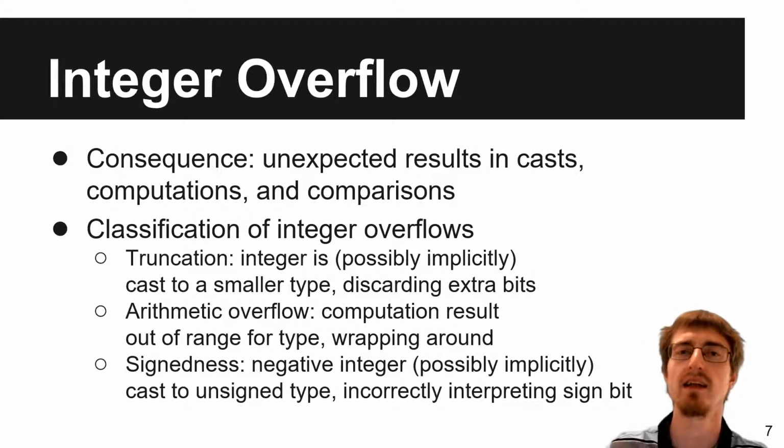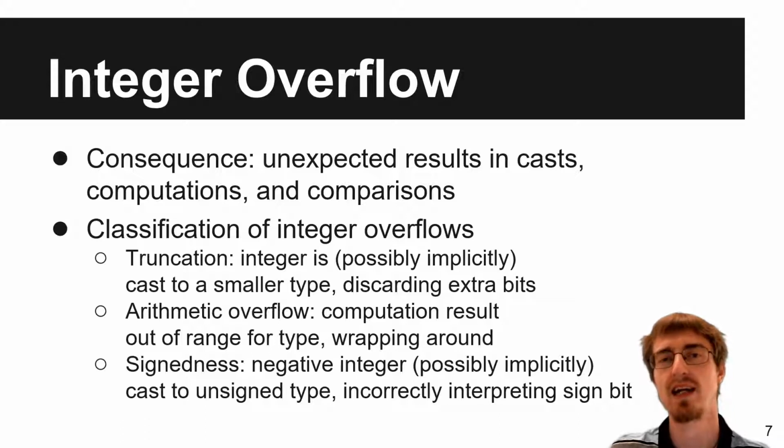Now finally, signedness is in itself also an issue. So it's possible that, incorrectly, a negative integer gets interpreted as an unsigned integer. The C language has some complex rules about this that may be confusing, especially to new programmers. And so it can happen, if you're not careful, that your integer is cast implicitly to an unsigned type.